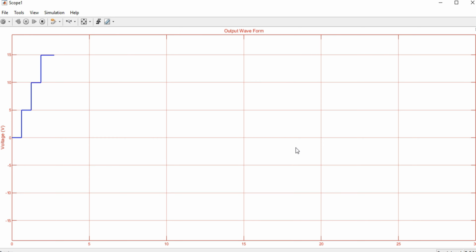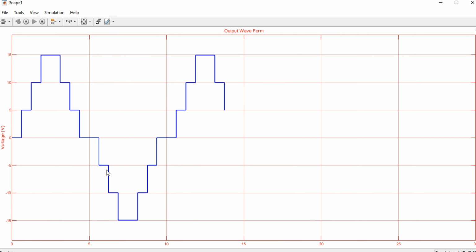You may see here we are getting a multi-level voltage output across the load resistor in the form of an AC signal, and we can also confirm the voltage levels. We can start counting from here: first, second, third, fourth, fifth, sixth and seventh. So it is the implementation of a 7-level voltage inverter.